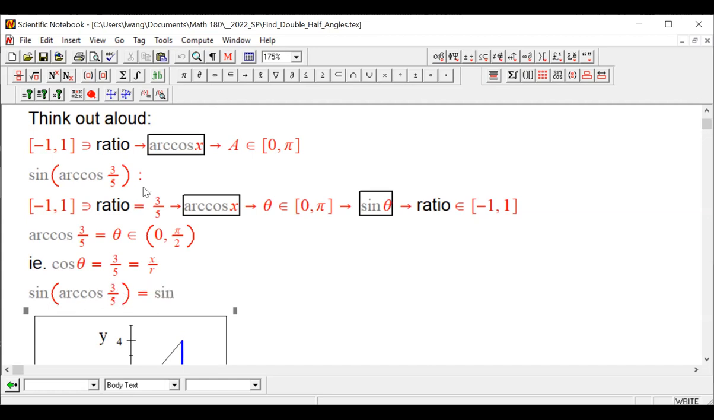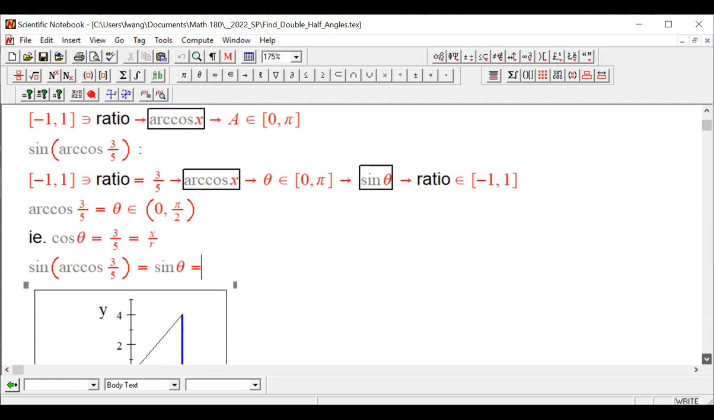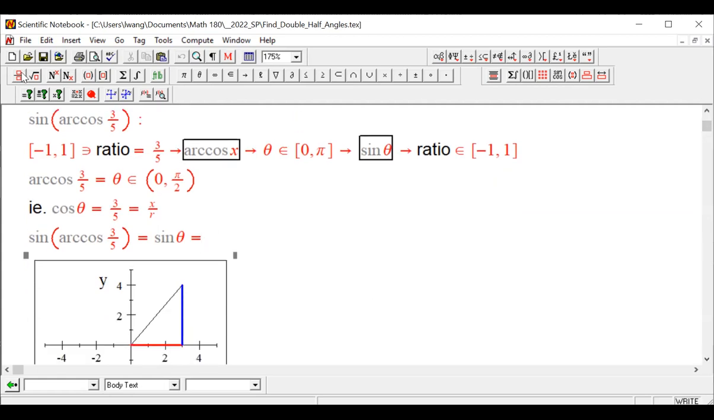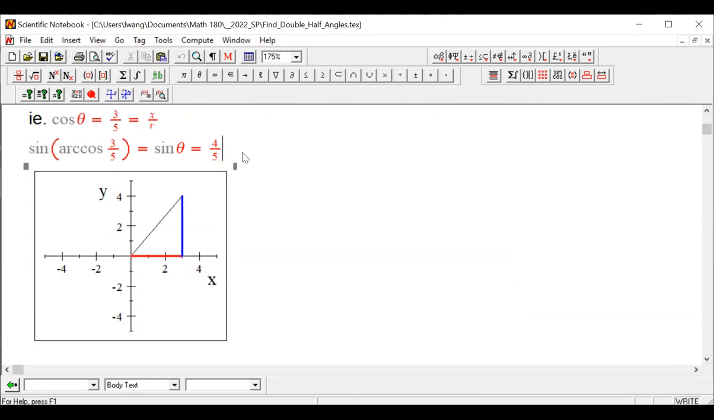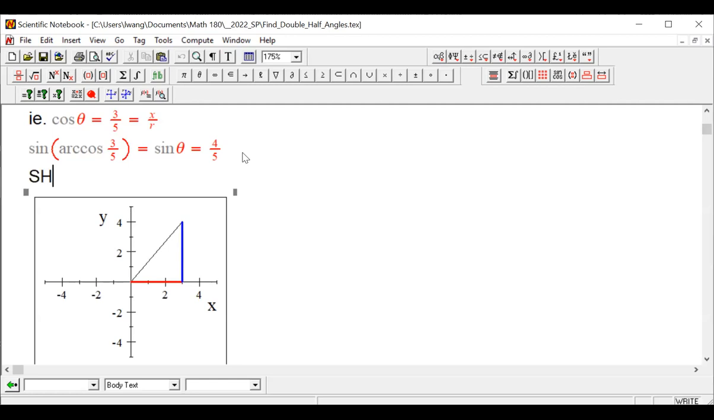And that is theta, right? So we know cosine, we want to find sine theta. That's the question. And from the picture we drew, sine theta obviously is going to be 4/5. So we already know the answer. Let's see how we show work.